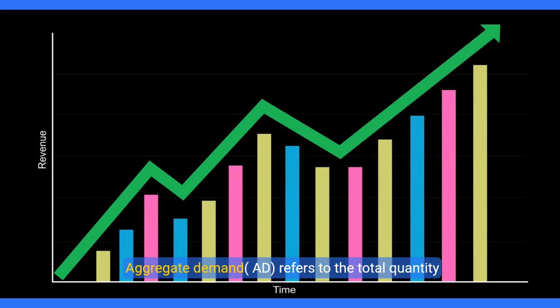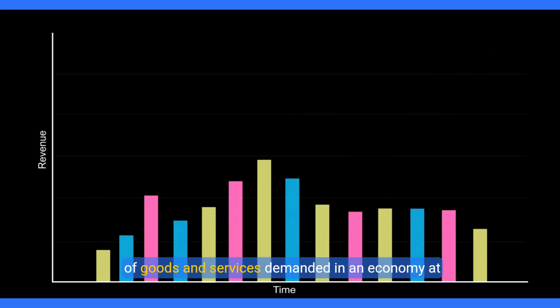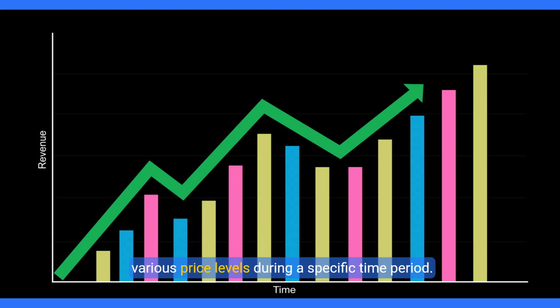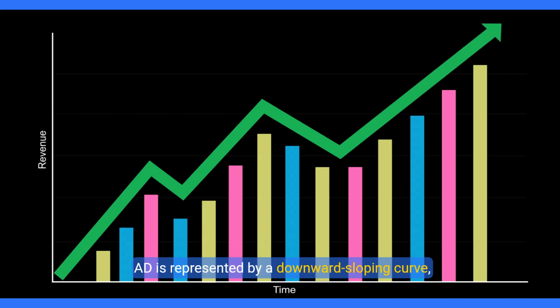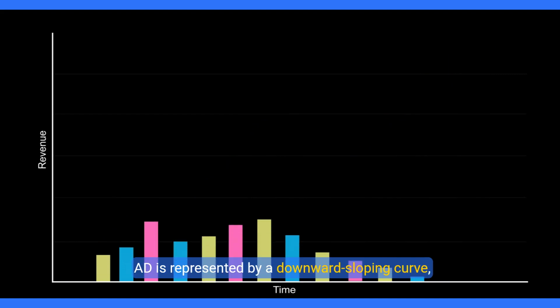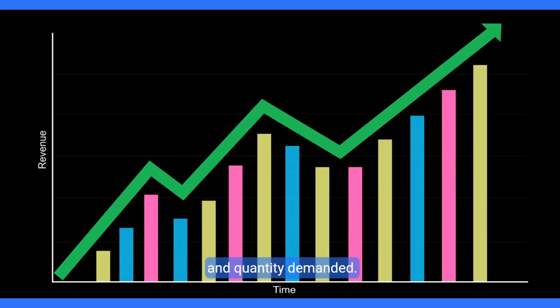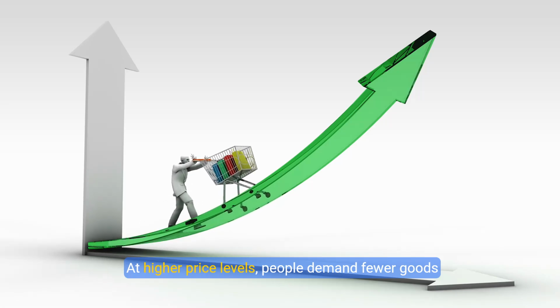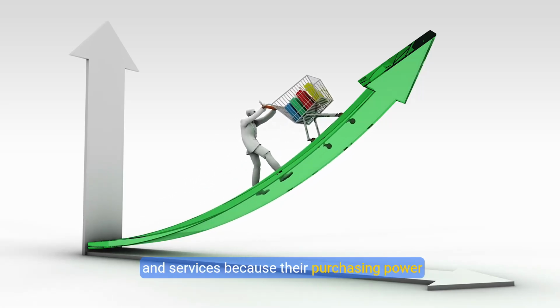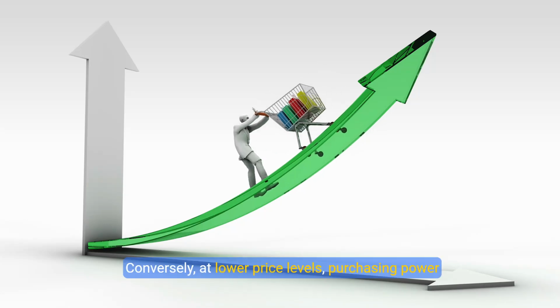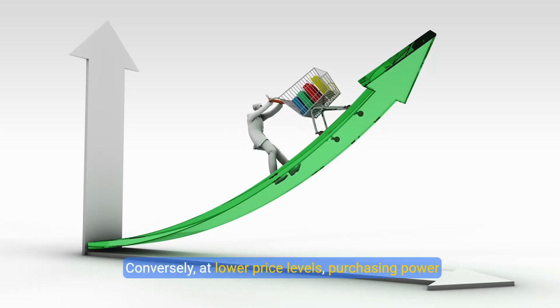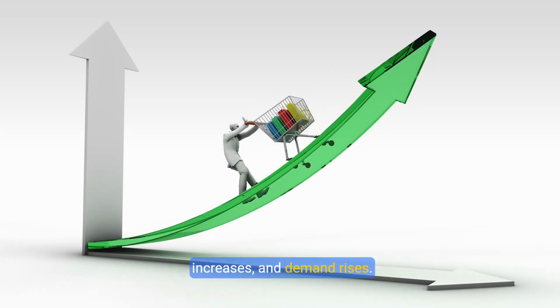Aggregate demand, AD, refers to the total quantity of goods and services demanded in an economy at various price levels during a specific time period. AD is represented by a downward sloping curve, showing the inverse relationship between price level and quantity demanded. At higher price levels, people demand fewer goods and services because their purchasing power decreases. Conversely, at lower price levels, purchasing power increases and demand rises.